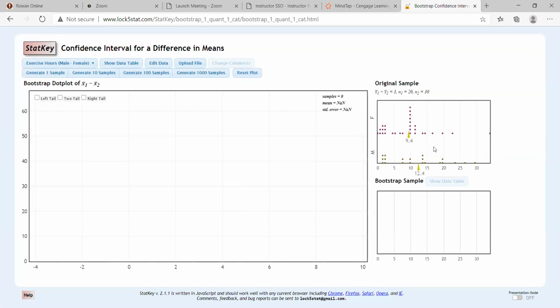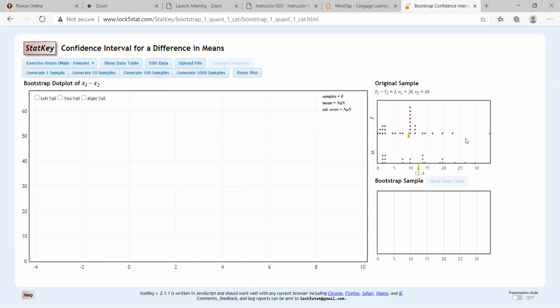Females, there are 30. This is group 2, 30 females who we picked in the sample and who reported how many hours they exercise. Here's a female who exercises 34 hours in a week. Very unusual. There's 23, 20, 17, all the way down to no hours. This one, the female said they didn't exercise at all.